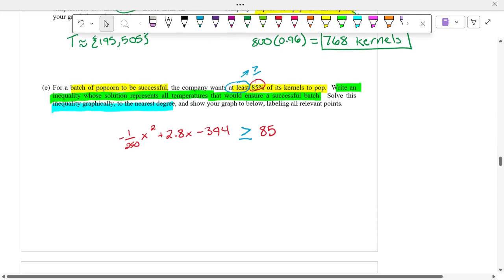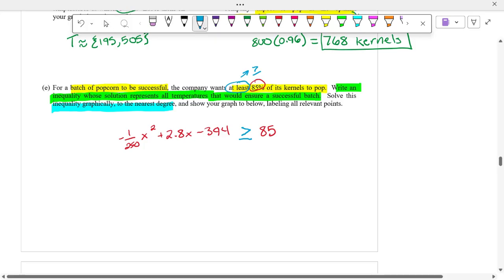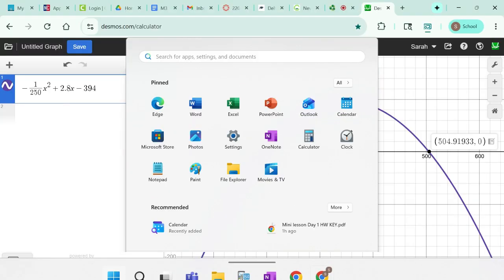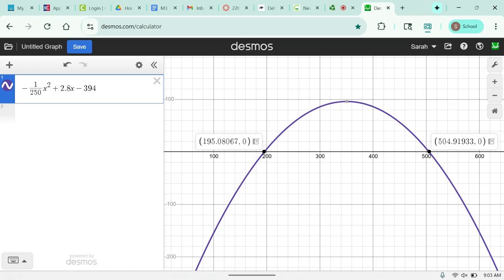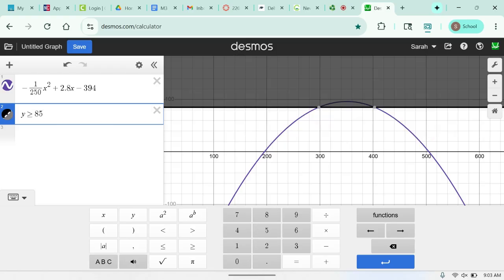Now, if we want to graph this in Desmos, we're going to separate these to figure out what's going on graphically. So in other words, we're going to set both of these equal to y. But in reality, if we want to be greater than or equal to 85, we want to include the symbol with the number. So this is going to be two separate equations. So if I go back to Desmos, I got the original already put in. Now I'm going to put in y is greater than or equal to 85.